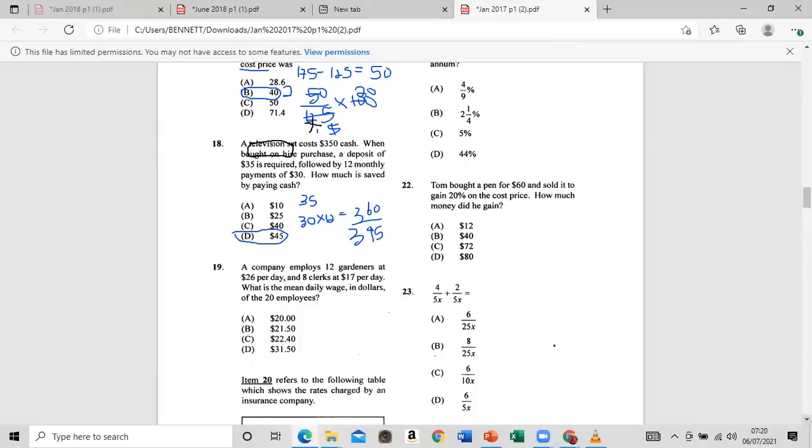A company employs 12 gardeners, at $26 per day, so it's 12. Guys, you can do this in the exam. Just write back the information when you keep. 17 and 8, right? So it's 8 by 7. See, you're already halfway, just by reading. So 12 times that, 2 times 6.